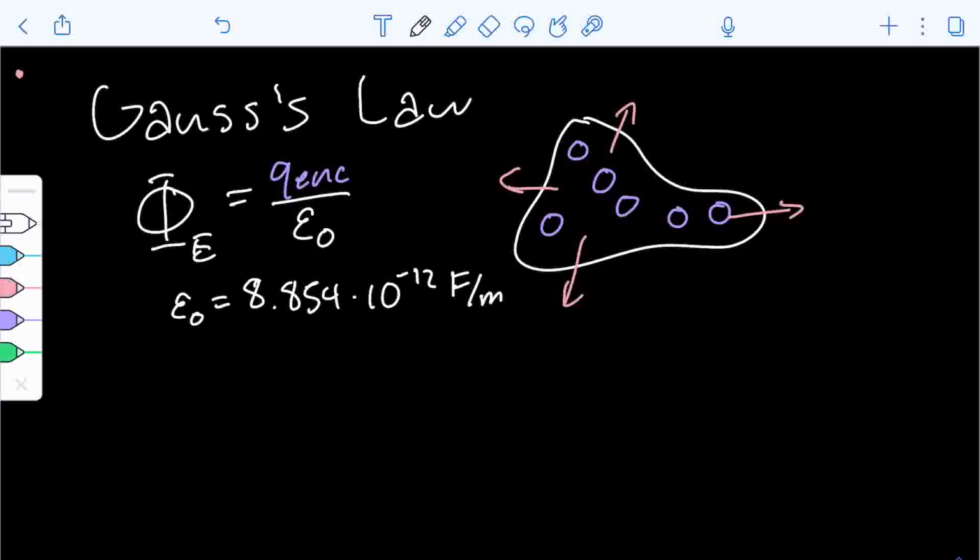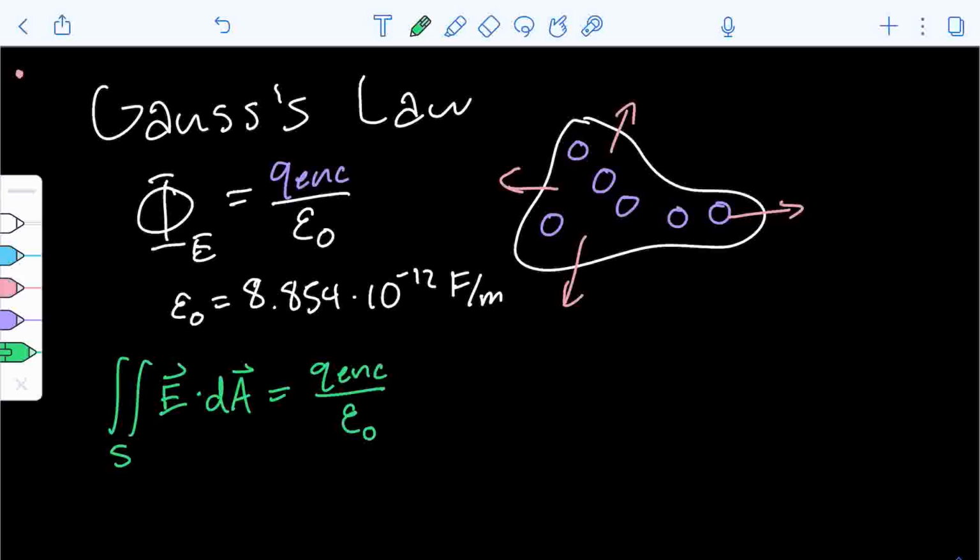So, and that's it. That's the entirety of Gauss's law. Most often, you'll see it written as the surface integral of E dot dA vector equals Q enclosed over epsilon 0. But really, this is just electric flux. So yeah, that's Gauss's law.